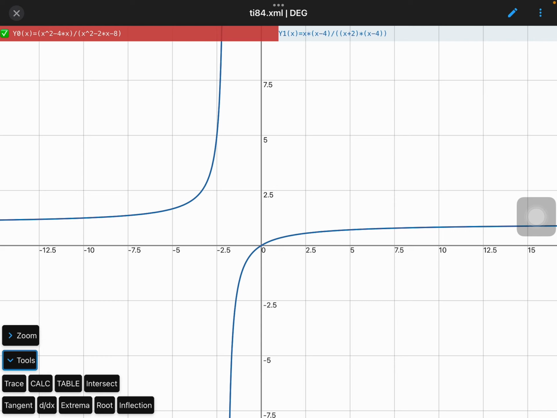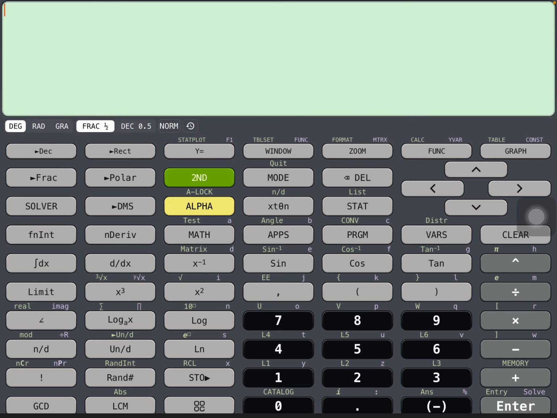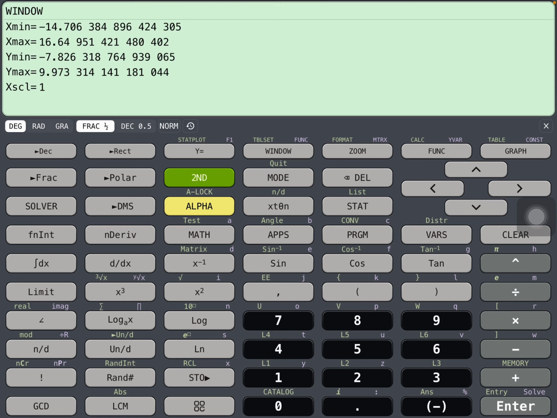And so what does that mean? Well, let's go to the zoom window. Back here, zoom window, and the home screen is window there. And we're going to go back down to Xres. Where's my Xres?